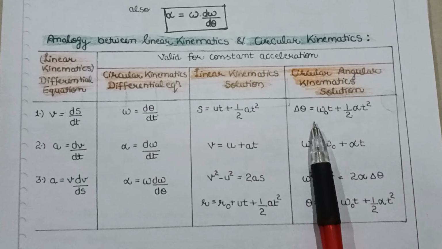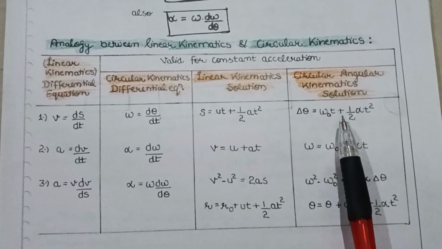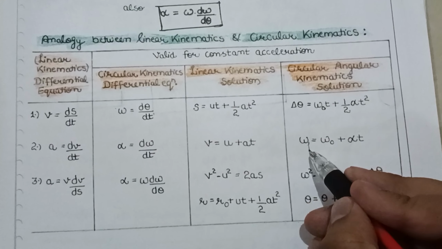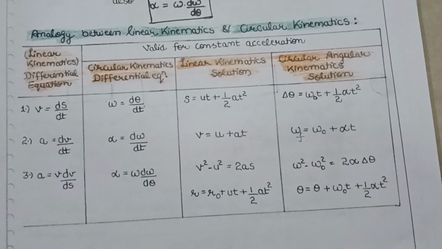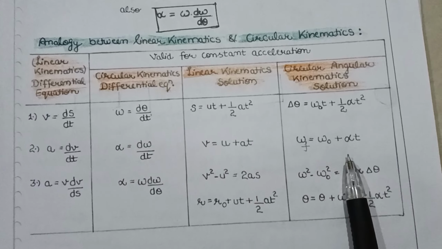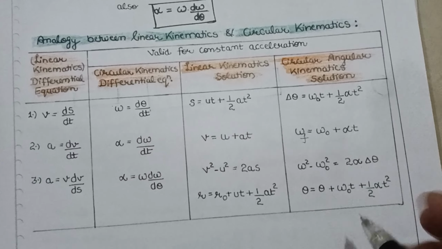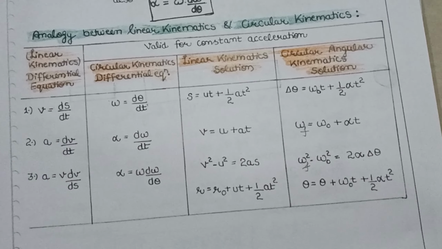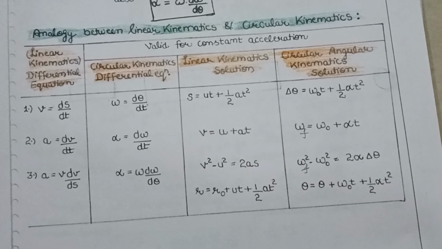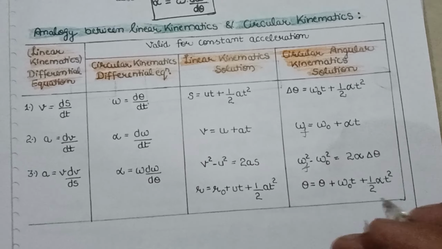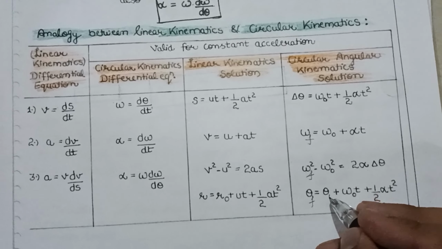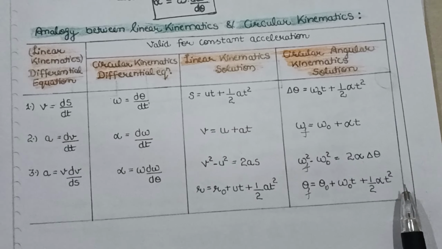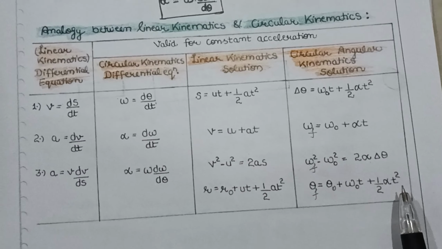Delta theta is equal to omega naught t plus half of alpha t square. Omega final is equal to omega naught plus alpha t. Omega final square minus omega naught square is equal to 2 alpha delta theta, and theta final is equal to theta naught plus omega naught t plus half of alpha t square.